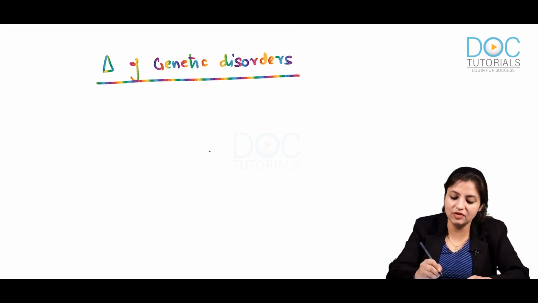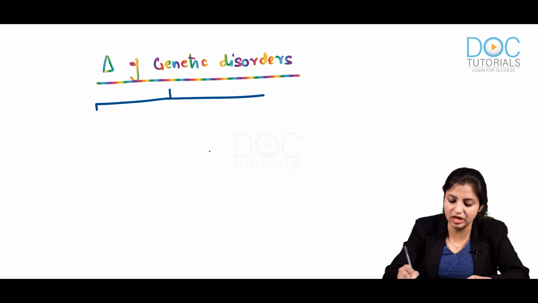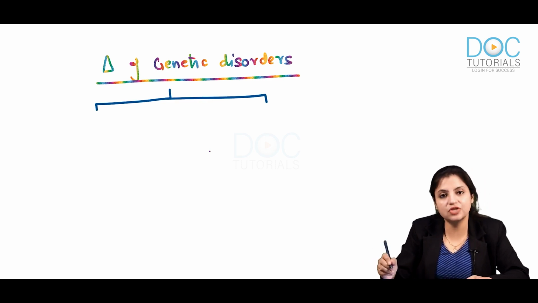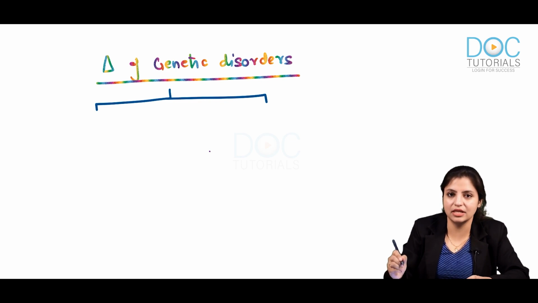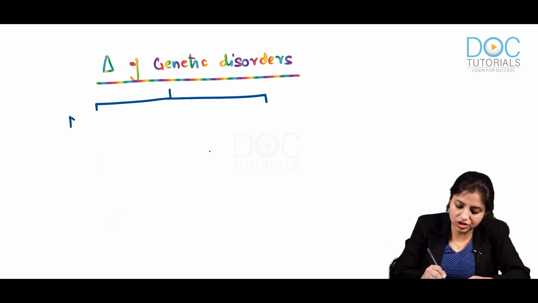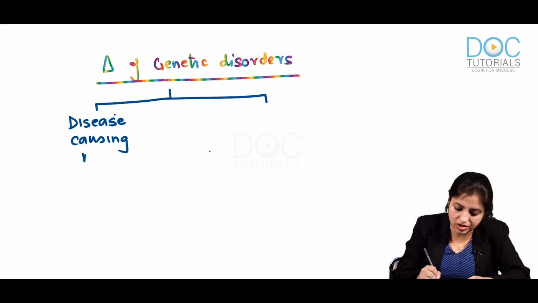Okay, so whenever I'm talking about diagnosis of genetic disorders, first keep some things in your mind very clear. Diagnosis of genetic disorders is very easy if you understand it like this. You just have to ask yourself two questions. First, do you know the disease causing mutation? That's the first question that we ask.